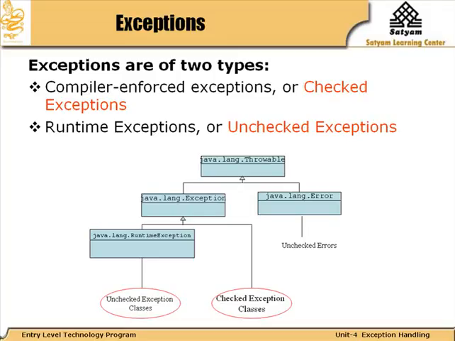Here is the Java exception class hierarchy. Throwable is the base class of all Java exceptions. The class Throwable is extended by Exception and Error. Further, class Exception is extended by RuntimeException, from where the hierarchy of unchecked exceptions begins. All classes extending the Exception class are checked exceptions.